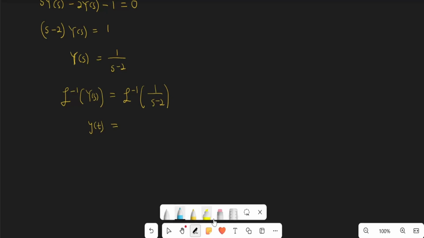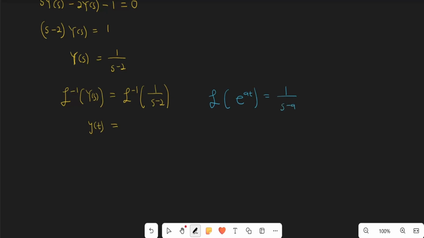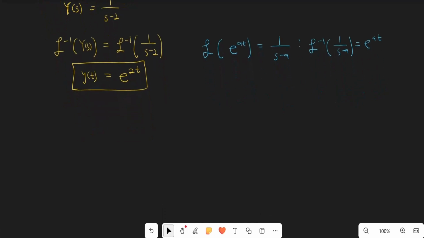If we can recall, the Laplace transform of e raised to the power at is equal to 1 all over s minus a, with the condition that s is greater than a. That means that the Laplace inverse of 1 over s minus a is going to return the function e to the at. So the same thing here, the Laplace inverse of 1 over s minus 2 is going to be e raised to the power 2t. And this one is the solution to our differential equation. So this y of t equal to e to the 2t is satisfying this differential equation.